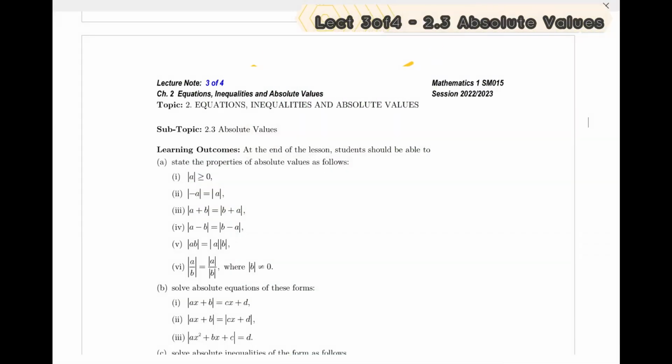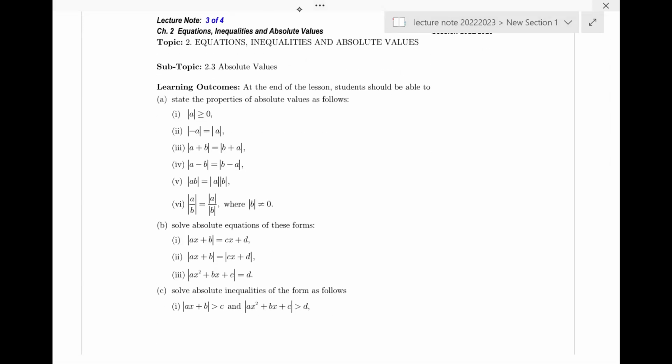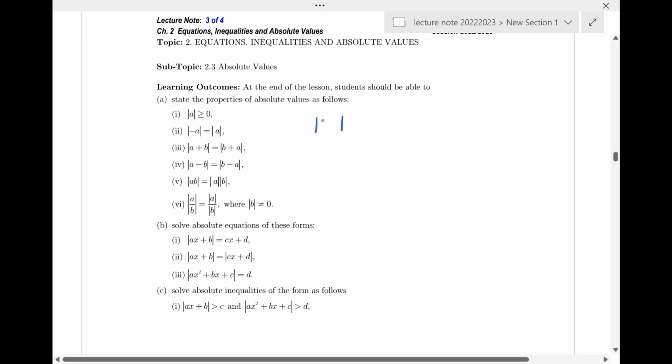Assalamualaikum and hi, we meet again now in subtopic 3, which is 2.3 absolute values. So absolute values, or what you have heard before, modulus. And then for this one, we will go through equations and also inequalities. So we can see the symbol, absolute values or the modulus.